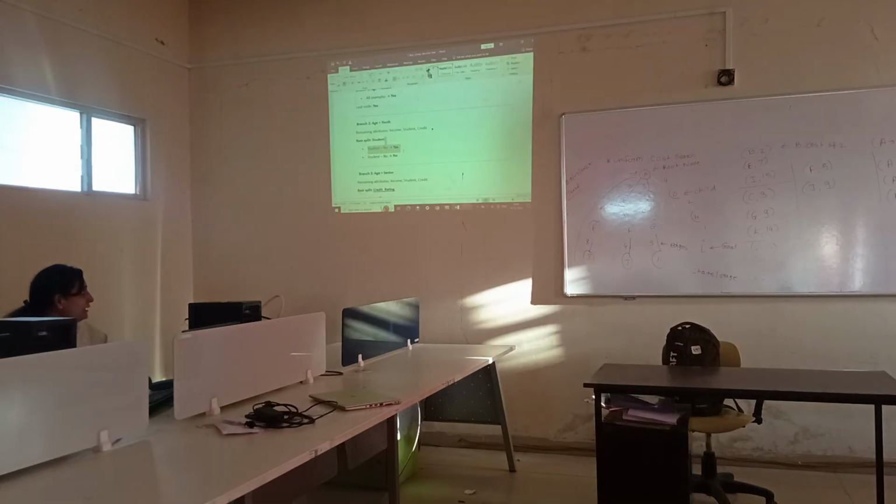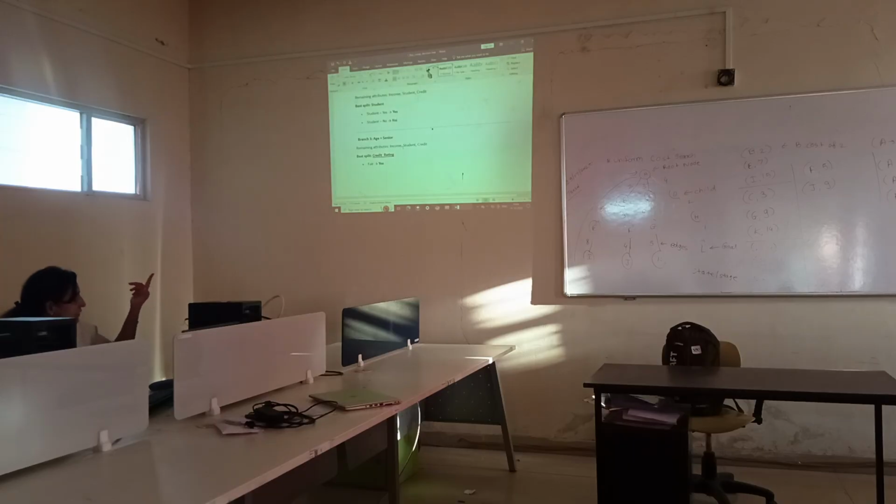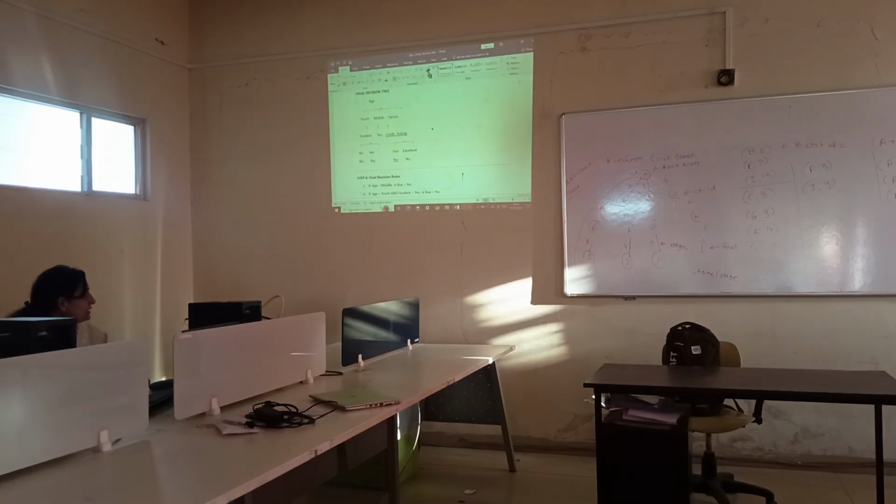Again, for that, how many yes and how many no are there, and in this way. Then for the senior, again calculate which one has the maximum information gain. That means here credit rating has the maximum information gain. In this way you will get this kind of final decision tree.